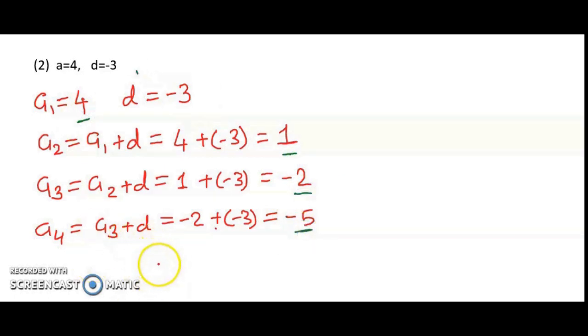So the series of the arithmetic progression will be 4, 1, minus 2, minus 5, and so on. So this is our required series of arithmetic progression. Now you can solve this third question.